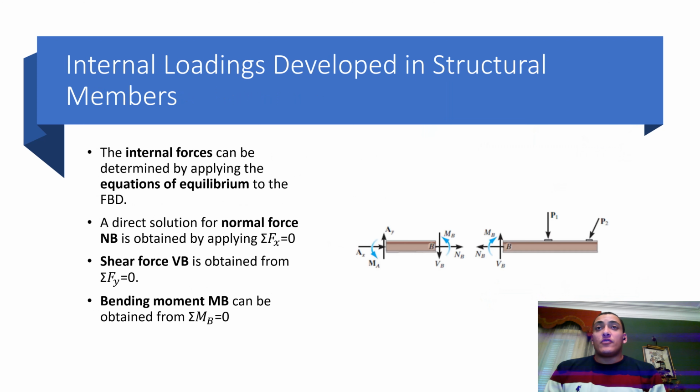Internal loadings developed in structural members. The internal forces can be determined by applying the equations of equilibrium to the FBD, or free body diagram. A direct solution for normal force NB is obtained by applying sigma Fx equals 0. Shear force VB is obtained from sigma Fy equals 0. The bending moment MB can be obtained from sigma MB equals 0.